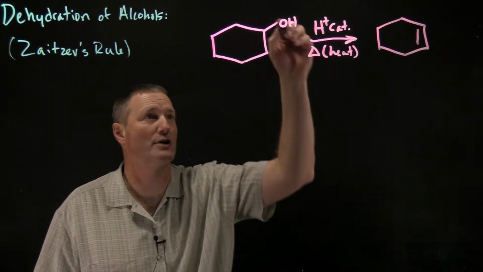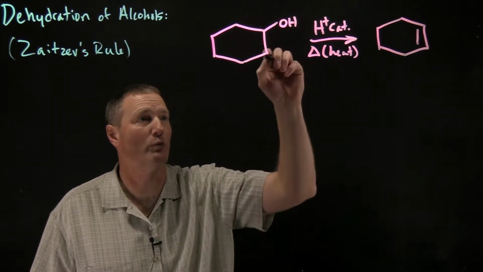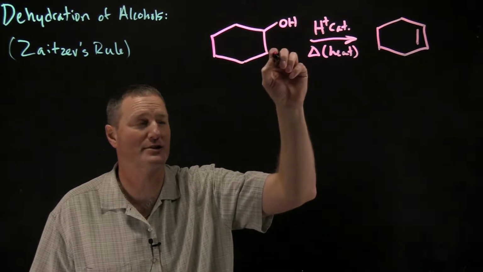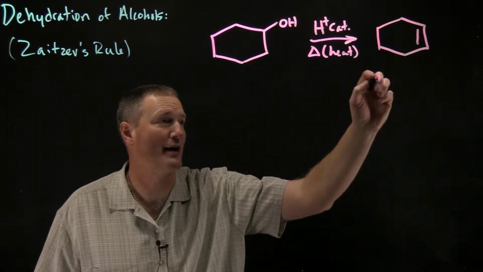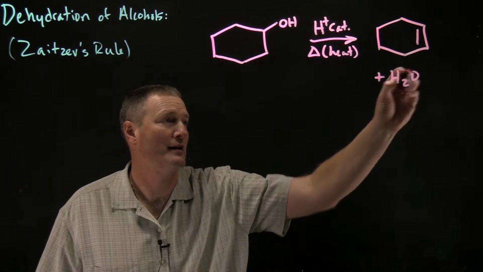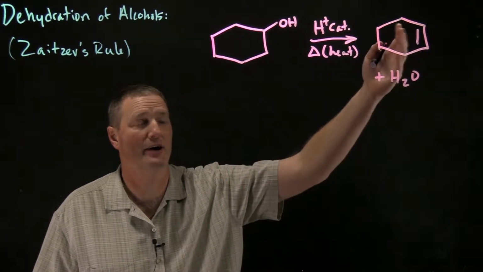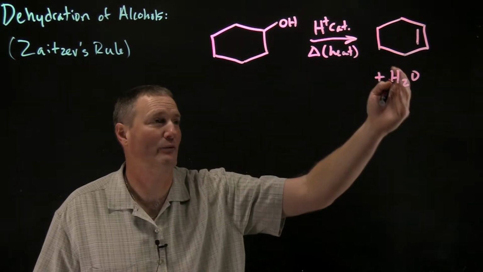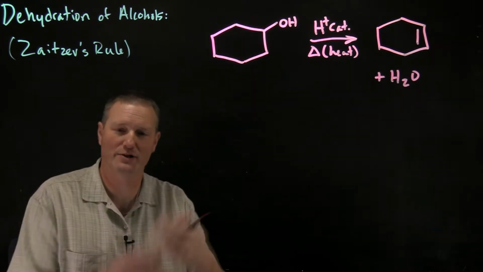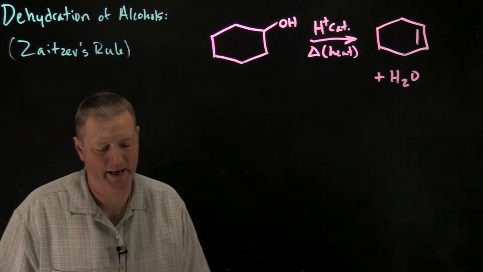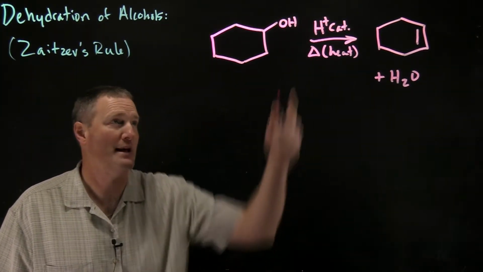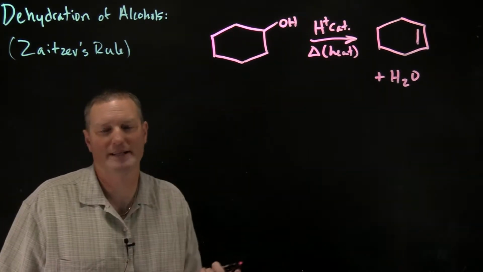So basically this OH group and one of the hydrogens that's adjacent to it comes off as water. Okay, so notice the two products then are the alkene and water. So this is why it's called a dehydration. We're kind of stripping water off of this molecule. Now the acid catalyst, what exactly is that?